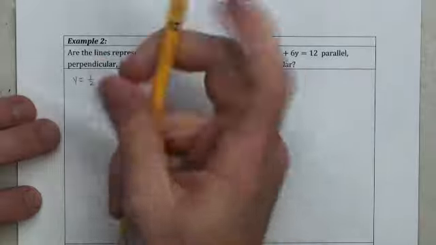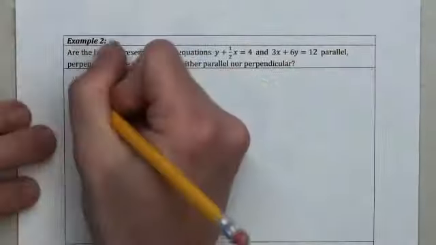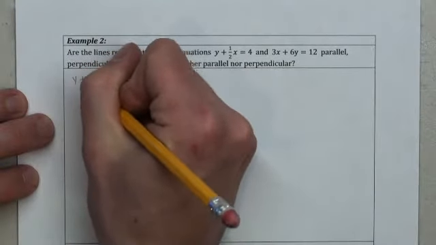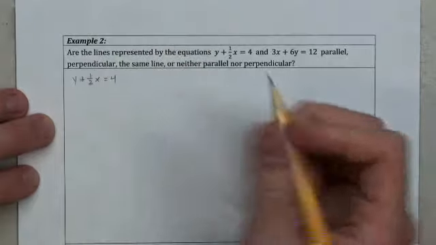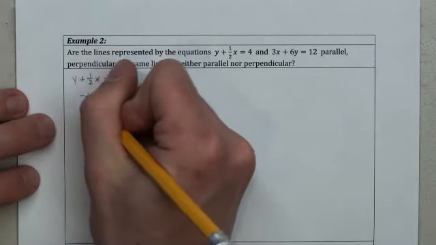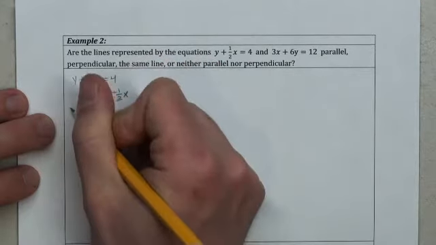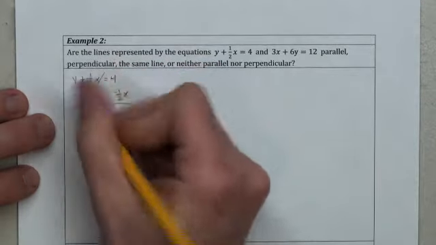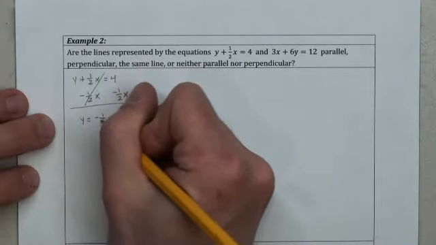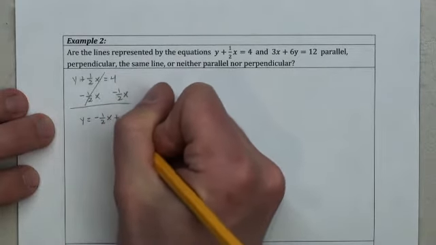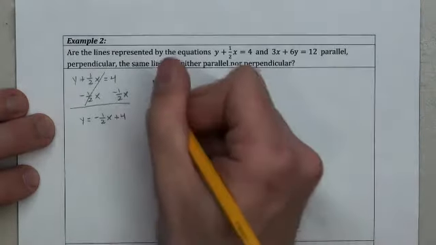This says y plus 1/2 x equals 4. So what I'm doing is subtracting 1/2 x from both sides. That will cancel those out, and I'll have y equals, remember to put the x term first, so negative 1/2 x plus 4. Now I'm in y equals mx plus b form.